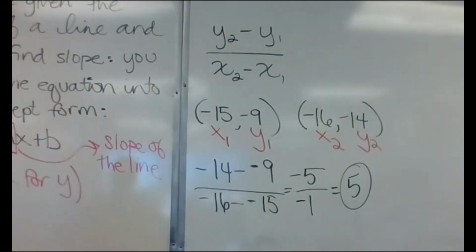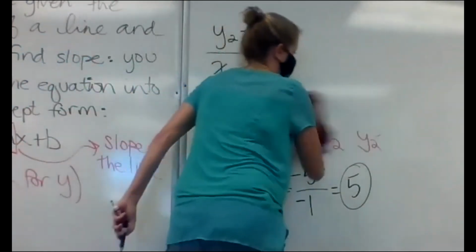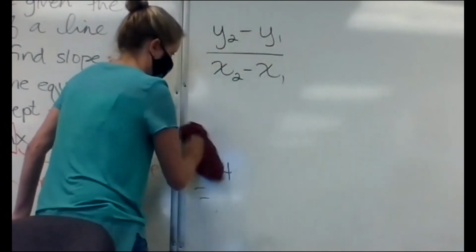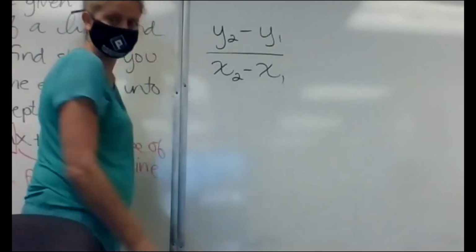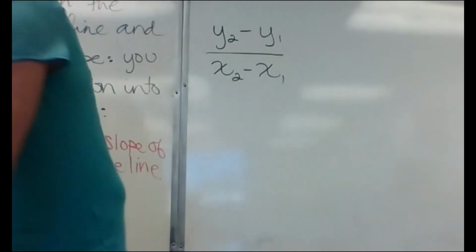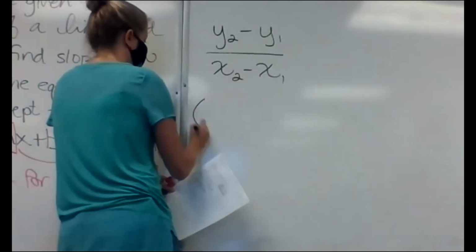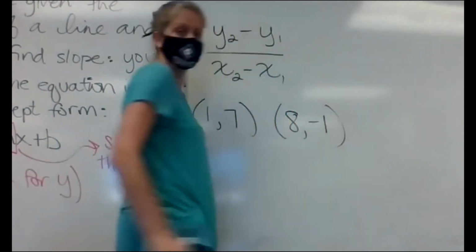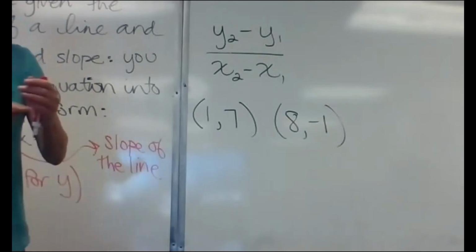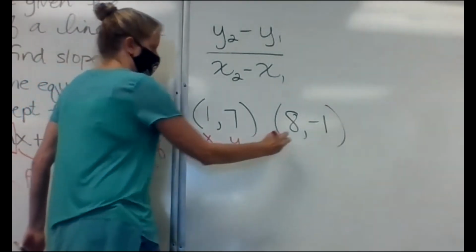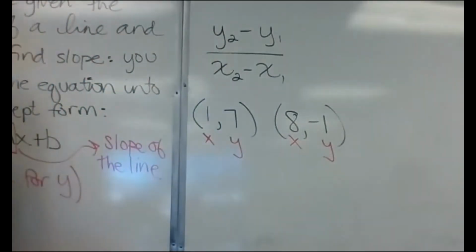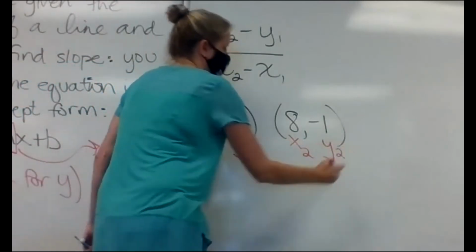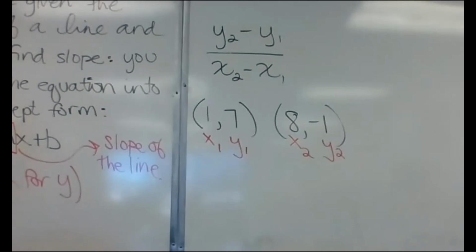Right, number 8. The points are at 1, 7 and 8, -1. Label. So x, y, point 1, point 2. So 1s and 2s. Plug them in.